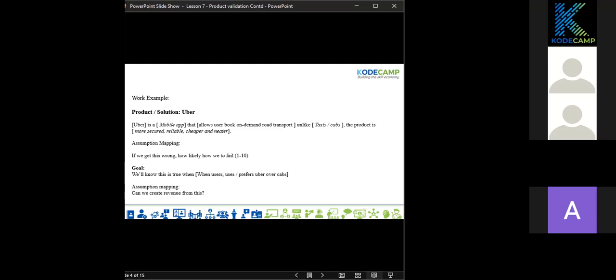Do you want to make an assumption on how well you know this? This is a problem, this is your product, and this is a likely solution as against benefit. You also have to ask yourself the question, what if we get it wrong? How likely are we to fail?